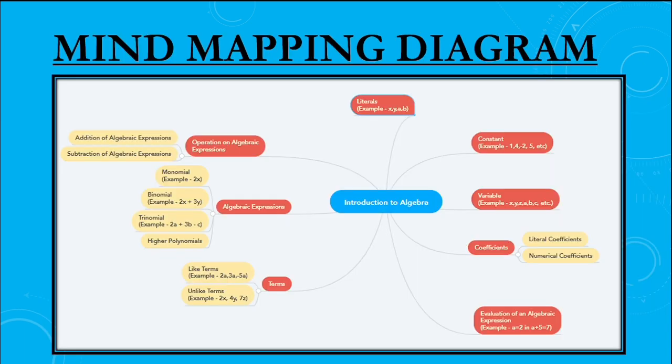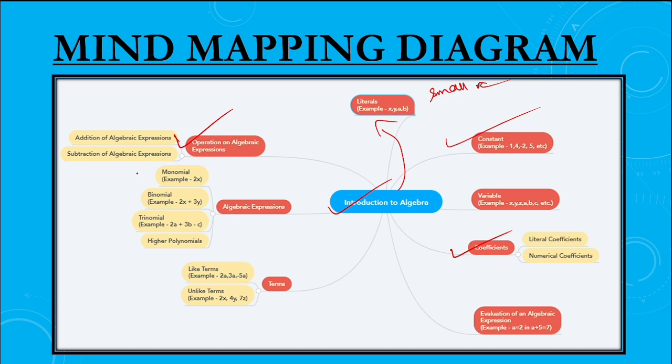Yes or no? And the mind mapping diagram, first we understand introduction to algebra. First, what is a literal number? A literal number is represented by x, y, a, b, that is small English alphabets. Then what is a constant? We know that a constant means a number, that is 1, 2, 4, minus 5, minus 7. And a variable is similarly x, y, z, a, b, c. Coefficient has two types: one is literal coefficient, another is numerical coefficient. Also we know the operations, that is addition and subtraction, with two methods, the column method and the horizontal method.